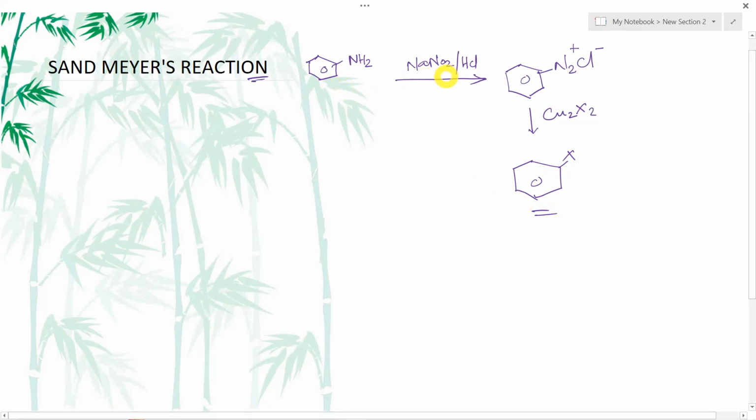Aniline, when treated with sodium nitrite and HCl, gives benzene diazonium chloride, which in turn, treated with cuprous halide, gives a haloarene. So this is Sandmeyer's reaction. Here, the most important part is the formation of nitrosamine in this NaNO2 and HCl, and the formation of benzene diazonium chloride. Right? So let us go in detail with that. Let us go for the mechanism.